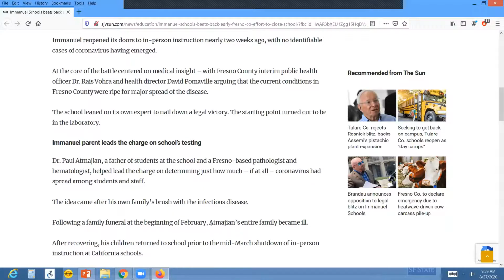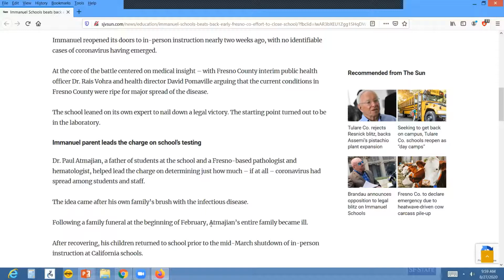And they got very ill, and he realized afterwards, and I know this wasn't on anyone's radar in February that you were going to have COVID outbreaks, that they probably had it. So he put together an antibody test and gave it to, he's a pathologist, so he gave it to the whole family. His whole family tested positive for antibodies.